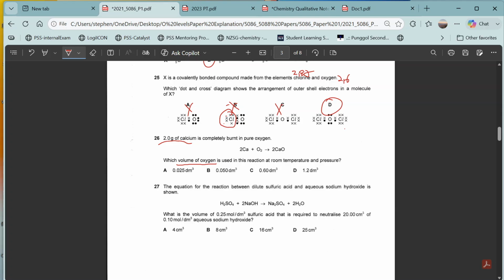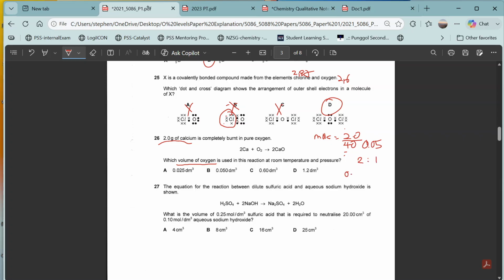So 2 grams of calcium. So moles of calcium that we have is actually 2 divided by 40, because its Ar is 40, calcium is 40, relative atomic mass. And if I press my calculator, 2 divided by 40, I have 0.05. So I have 0.05 moles of calcium. Then how much of oxygen do I need? Right, so 2, I need 1.